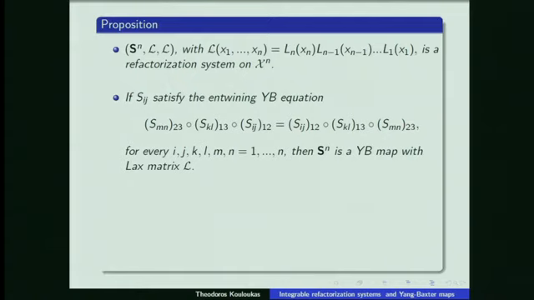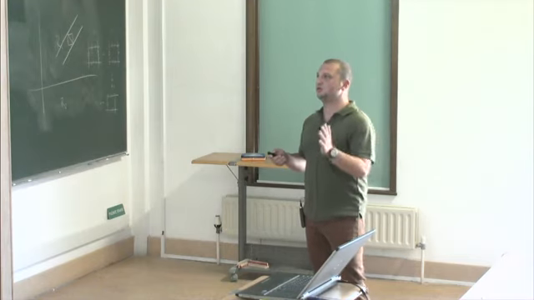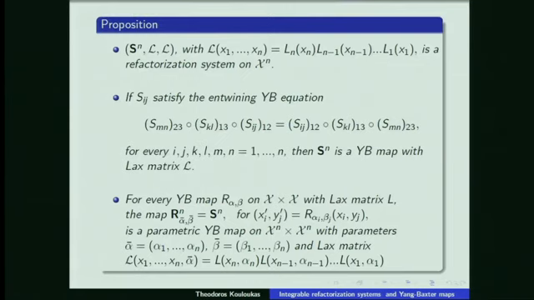Furthermore, if Sij satisfies the entwining Yang-Baxter equation, we can prove that this composed map Sn is a Yang-Baxter map with this Lax matrix here. And this is just a corollary: we can begin with a Yang-Baxter map instead of a refactorization system Sij, and compose this map with itself in order to have a Yang-Baxter map on Xn times Xn. So from a Yang-Baxter map on X, we can always derive Yang-Baxter maps on this Cartesian product.